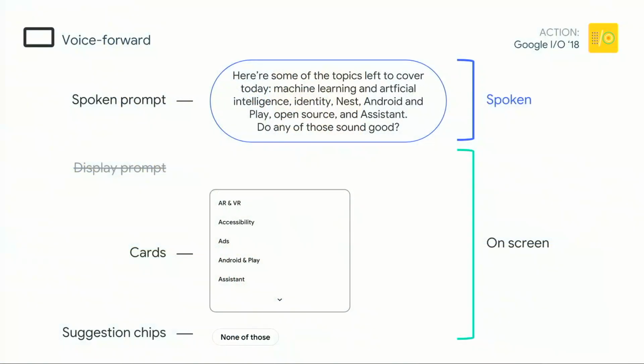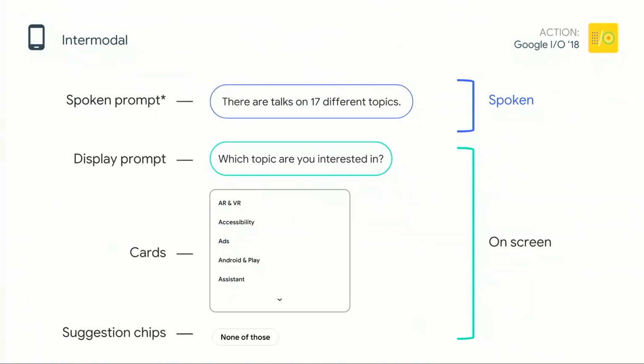A smart display is a voice-forward device. So we still need to show all the spoken prompt and make it carry the whole conversation. We don't really need a display prompt anymore, especially if we're going to have better visuals like the list and the chips. A phone, on the other hand, is an intermodal device, and we need to have both the voice and the visuals carry the conversation.